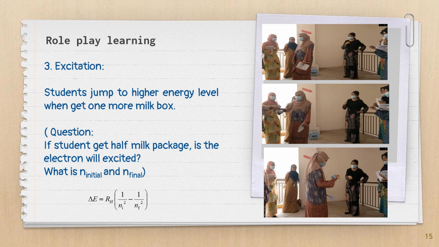Step 3: an electron must gain a certain amount of energy to undergo excitation. So students jump to a higher energy level when they get one more milk packet. We will ask the question: if a student gets half a milk packet, is the electron excited? At the same time, we ask what the n initial and n final are.